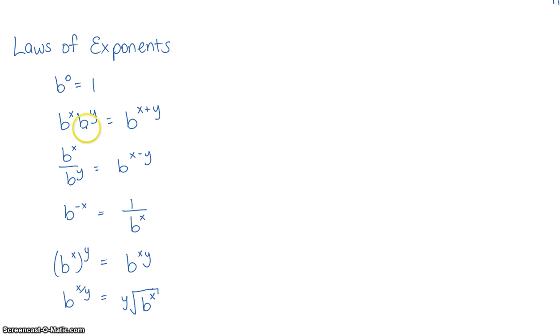And if we have any base with exponents x and y, if they are being multiplied, we can then add their exponents. If we have a base raised to a power of x over the same base raised to a power of y that's being divided, we can subtract their exponents. Whenever we have a negative exponent, it's the same thing as 1 over b to the x with a positive exponent. If we have a power to a power, b to the x, all raised to the power of y, it's the same as multiplying your exponents.